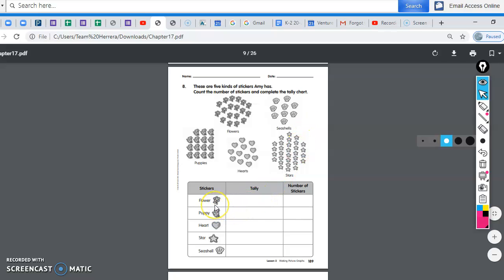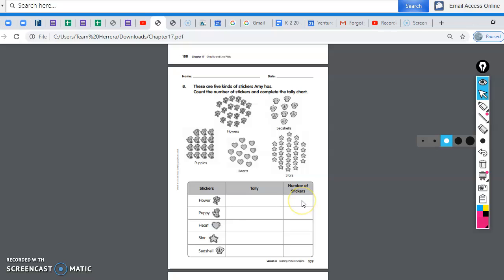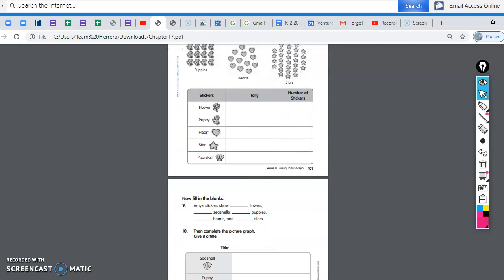Okay, so we'd start with the flowers. We could count how many flowers, put in the tallies. Remember, tallies are in groups of 5, and then how many stickers you have for each. This is a must-do for everyone, okay? Now I'm going to show you some can-dos on the next couple pages.